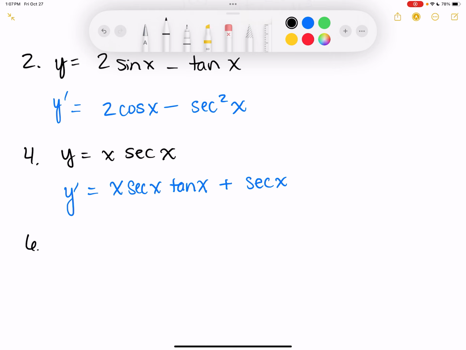Number 6. y equals 3x plus x tangent of x.